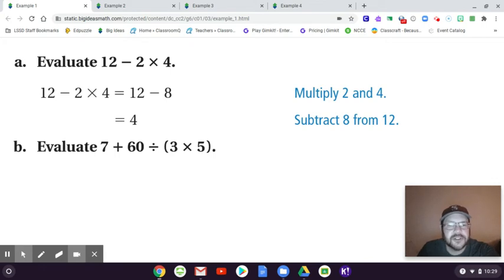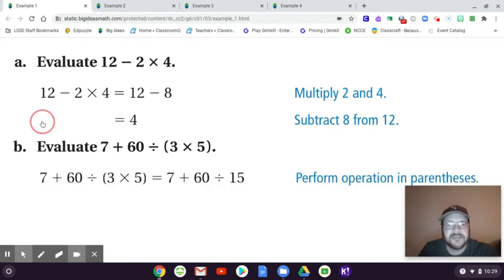All right, and then you should rewrite the problem as 7 plus 60 divided by 15, which they've done right here. So now that we have this problem, what should we do next? Yes, that is correct. We have to divide before we add. So division and multiplication are always done before addition and subtraction. So our next step is 60 divided by 15. That ends up being 4.